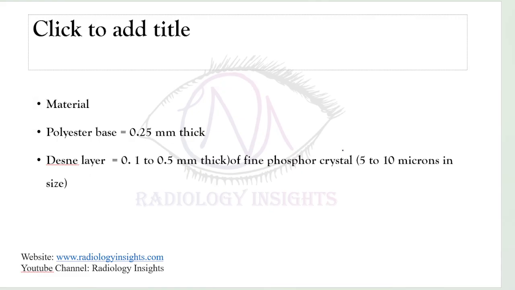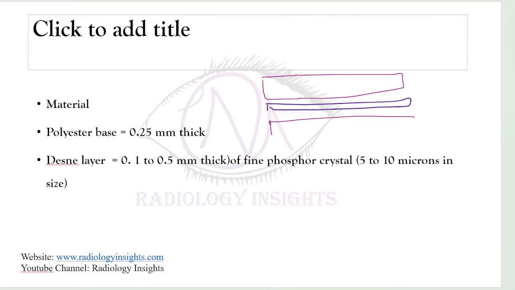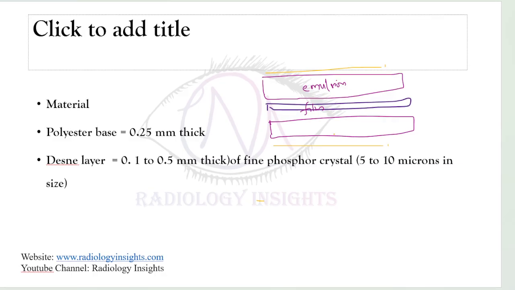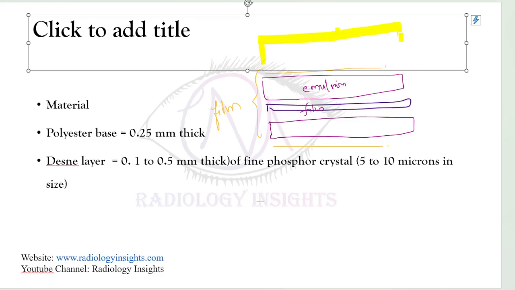So, if this is the film, on either side of the film there is the emulsion. Then just above the emulsion there is a super coating. So this whole thing is the film. Just above the film there is the intensifying screen. In the intensifying screen itself there is a first layer.